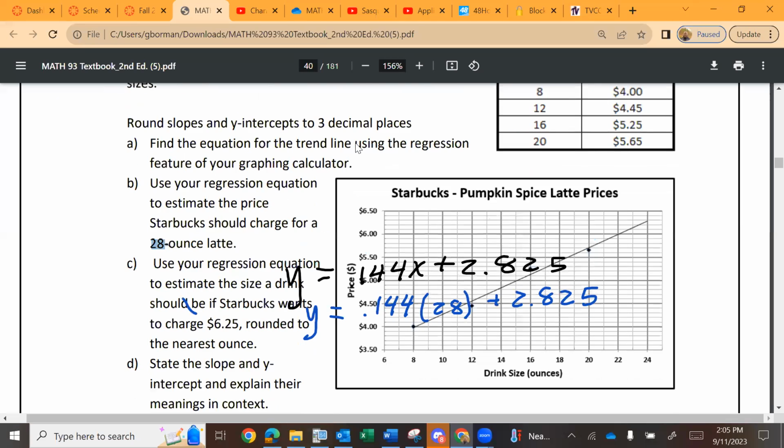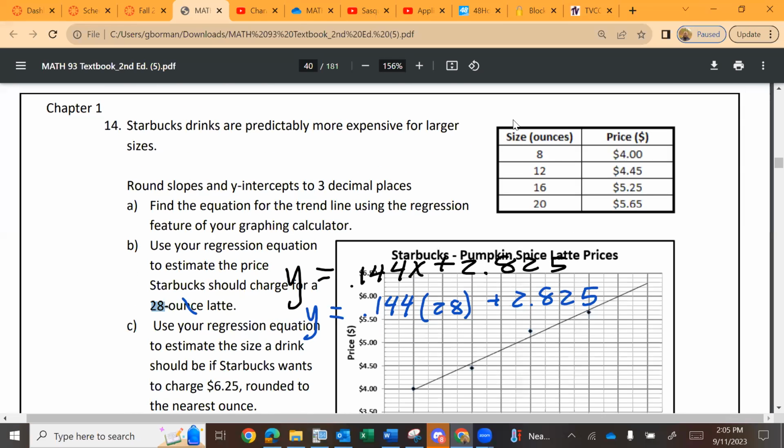Part C, there's 4 parts to this. Okay, use your regression equation again to estimate the size a drink should be. Oh, this time we want to figure out size. We want to solve for X, which means they're going to give us a Y, a dollar amount. Estimate the size a drink would be if Starbucks wants to charge $6.25, rounded to the nearest ounce.